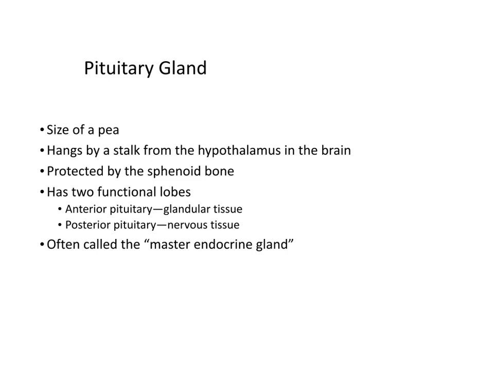It's about the size of a pea, and it hangs by a stalk from the hypothalamus in the brain. It's protected by the sphenoid bone of the skull, and it has two functional lobes. There's the anterior lobe, the anterior pituitary, which is glandular tissue, and the posterior pituitary is actually made of nervous tissue. It's often called the master endocrine gland because it impacts so many other endocrine glands.